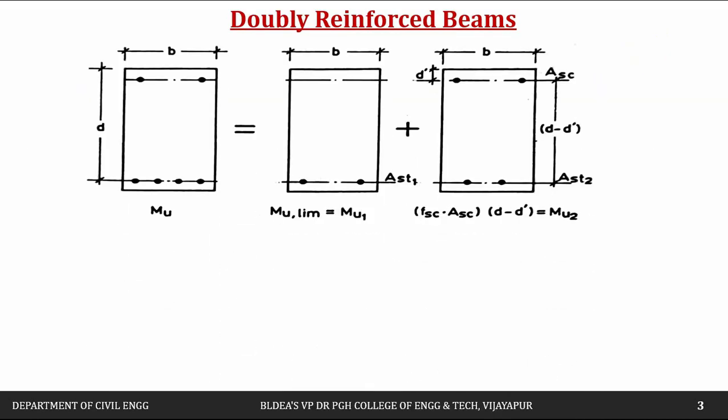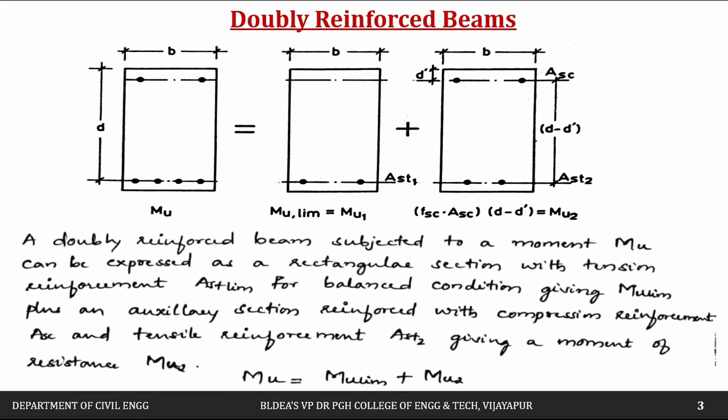Next, how is it going to work out? For example, take a doubly reinforced beam of width B and effective depth D. Here you can see that reinforcement is provided at the bottom, and at the top also reinforcement is being provided. This will be equivalent to the width B and D remaining the same. So AST1 corresponds to the limiting moment for a singly reinforced beam.